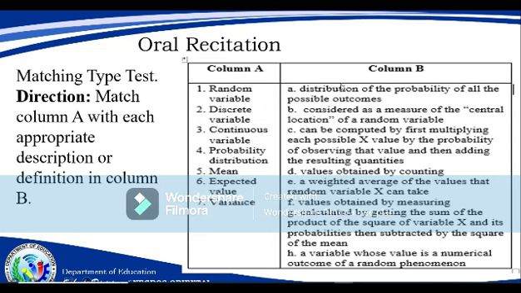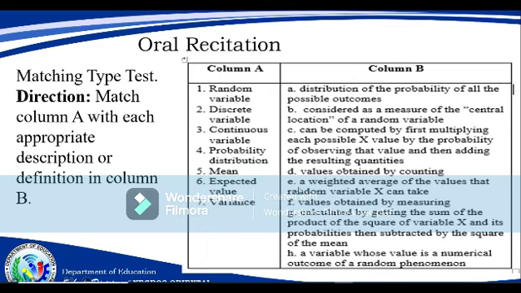And for column B, letter A, distribution of the probability of all the possible values. Letter B, considered as a measure of the central location of a random variable. And letter C, can be computed by first multiplying each possible x value by the probability of observing the value and then adding up the resulting quantities. And letter D, values obtained by counting.